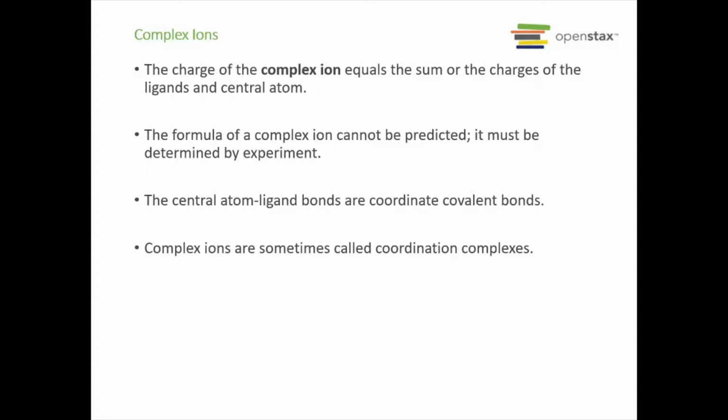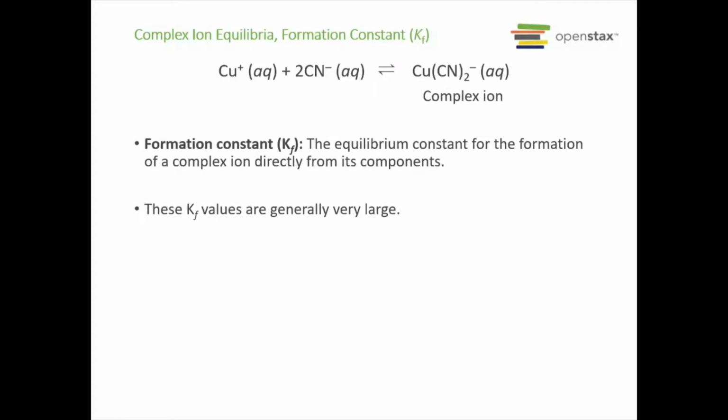And that central atom-ligand bond is a coordinate covalent bond. Sometimes these complex ions can be called coordination complexes. Coordination chemistry is really interesting. Here's another example, copper with a cyanide ion, making this copper cyanide complex ion.